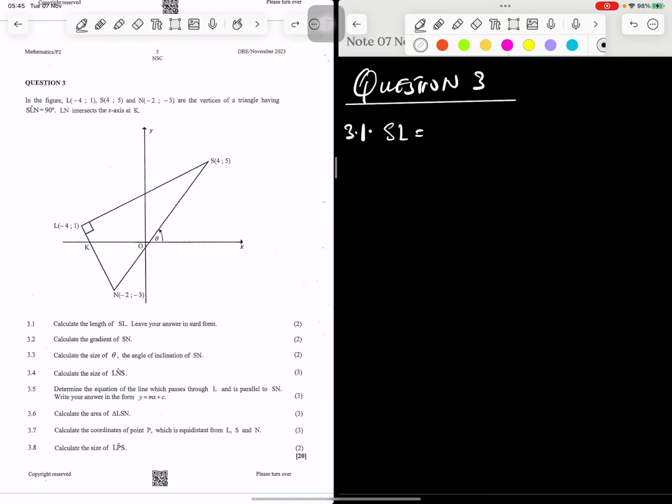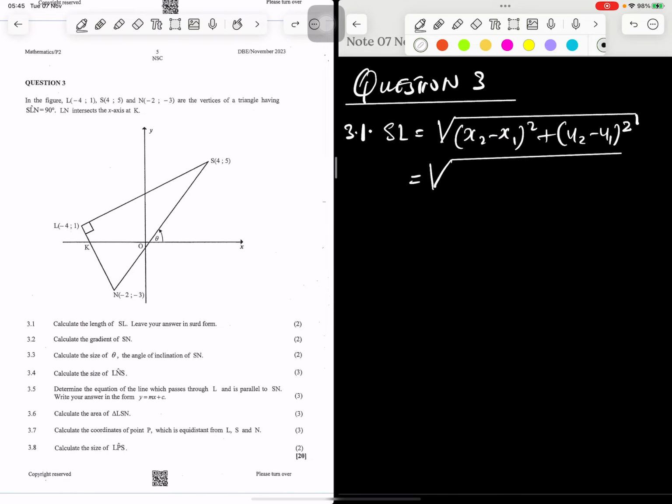So SL will be equal to the square root of (x2 minus x1) squared plus (y2 minus y1) squared. Okay, and then now it's a matter of substituting. I don't think it's a problem. It's grade 10 work now.